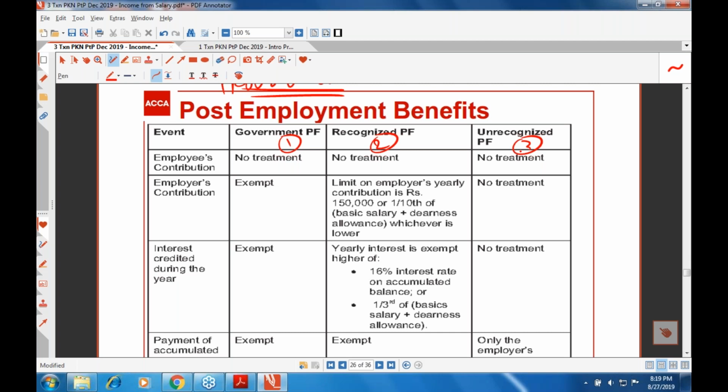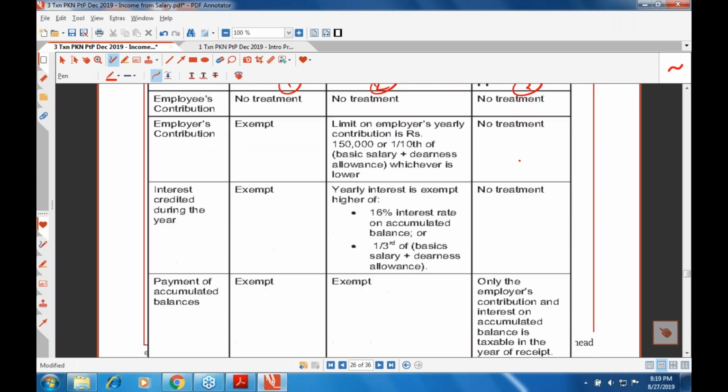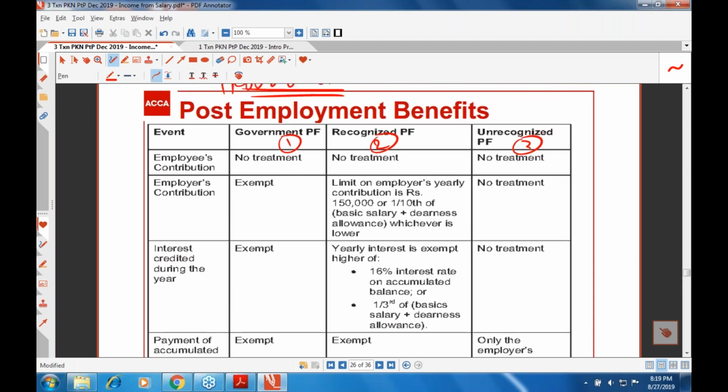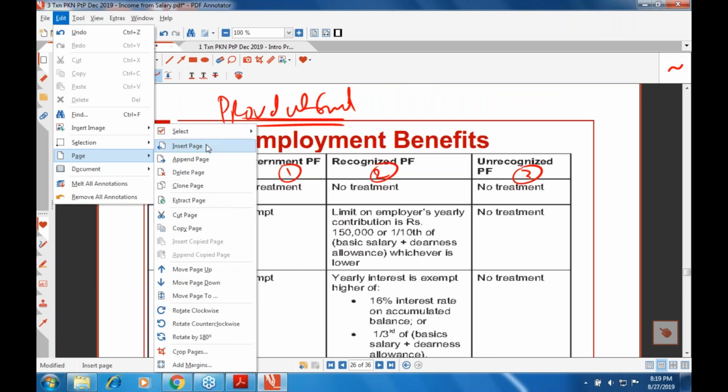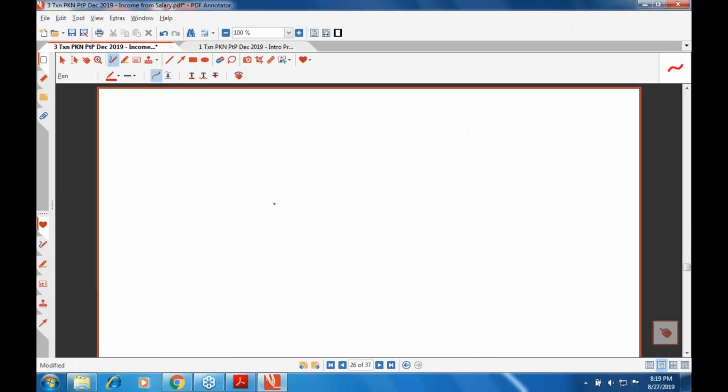Now, when we talk about the Provident Fund, let's try to understand how the Provident Fund operates.